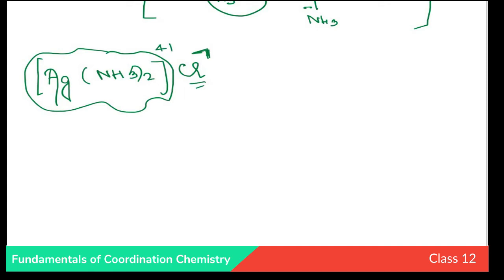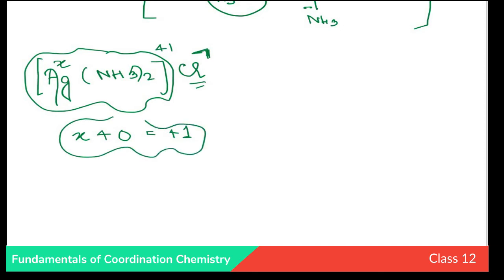Right? Now, considering the charge of Ag to be x, so x plus ammonia being a neutral ligand, which is 0, should be equal to +1. So we get that silver here has a charge of +1, or a primary valency of +1.